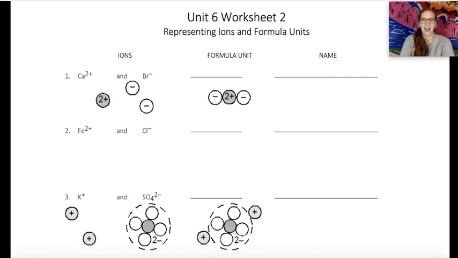Hi, it's Mrs. Cat, and I'm here to look at the first 4 problems on Unit 6, Worksheet 2. And this is where we're going to be representing ions and formula units of ionic compounds.